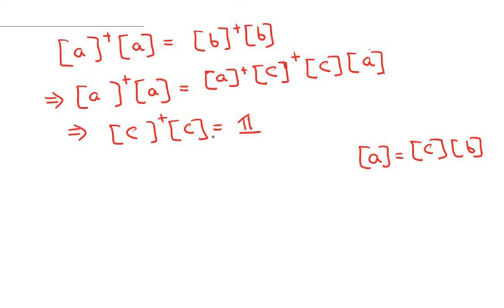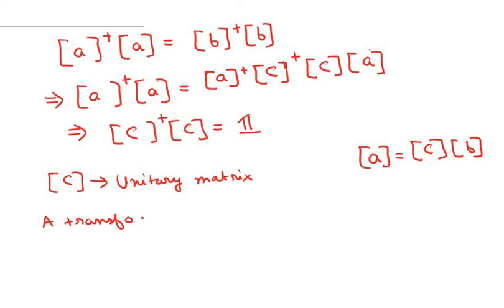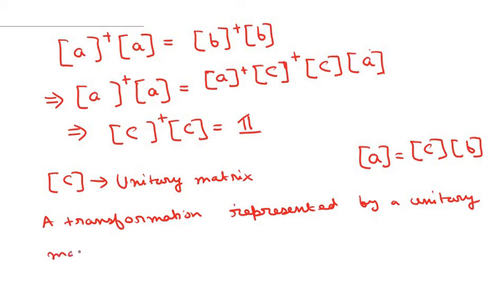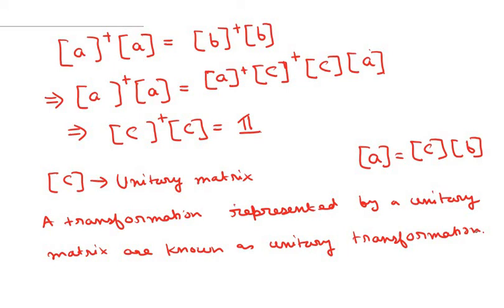Okay, so the transformation given by this matrix C, the basis transformation, is basically a unitary one. So C is basically in that case a unitary matrix, and transformations given or represented by a unitary matrix are known as unitary transformations. Okay, so the transformation between two spaces in this case or this kind of cases are known as unitary transformations.